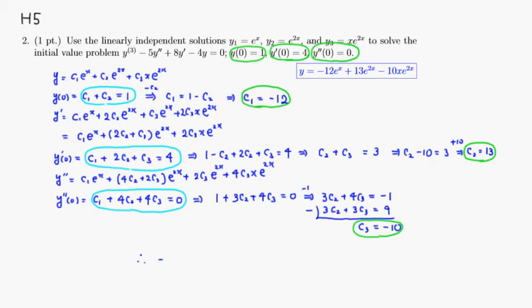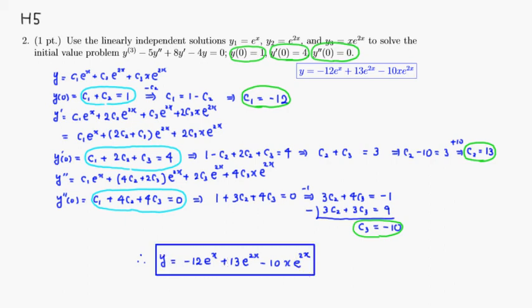So y is equal to negative 12 e to the x, plus 13 e to the 2x, and the last is negative 10 x e to the 2x. Alright, so that would be the particular solution satisfying those 3 initial conditions. Looks like we got the right answer.